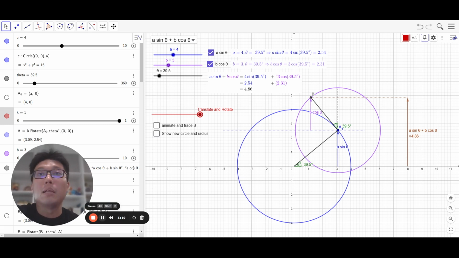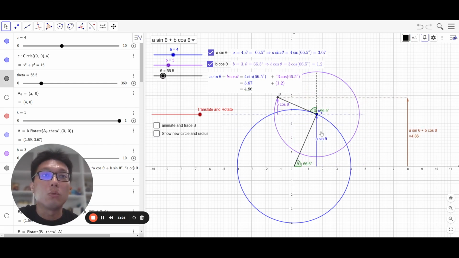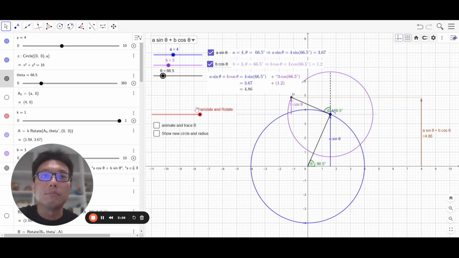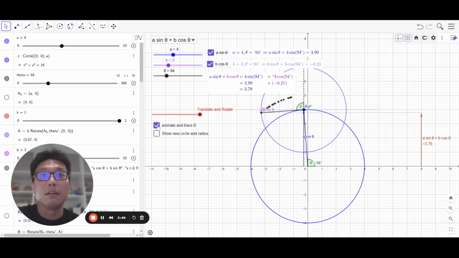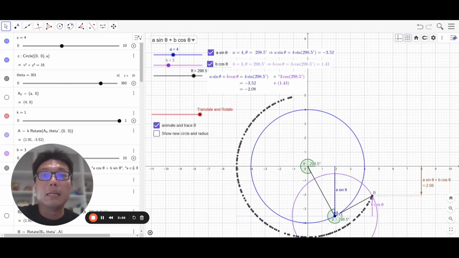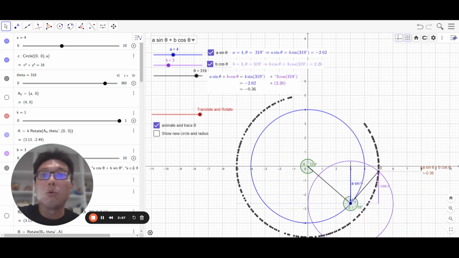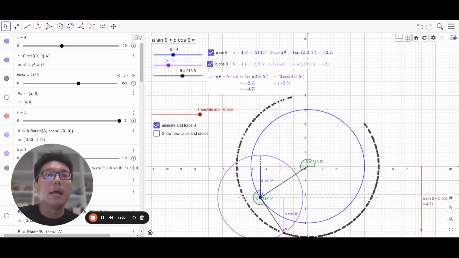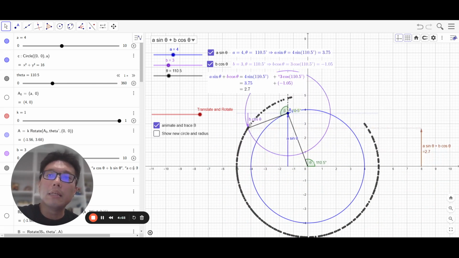Let us see what happens when I drag theta to another angle. If I drag to another angle, maybe like 66.5, then A sine theta will be 3.67, B cosine theta is 1.2, and it gives me 4.86. Now we're wondering, what happens if I animate and trace B? And we actually see something really very interesting. What we see right now is that the coordinate B is actually tracing out another circle. And that leaves us to wonder, wow, what is that?